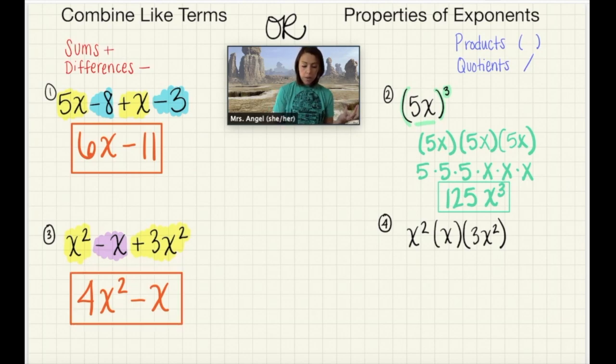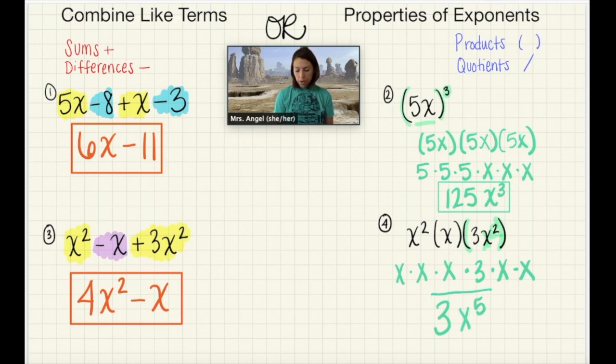And then over here, for number 4, our last one, we have multiplication. So I'm just going to start by expanding. x squared is x times another x. And then notice here, the difference in this expression is that the parentheses are outside of the exponent, which means you're only expanding x squared, not 3x times 3x. So this would be times 3 times x times x. So that simplifies to 3, and then it looks like 5 total x's. 3x to the power of 5.